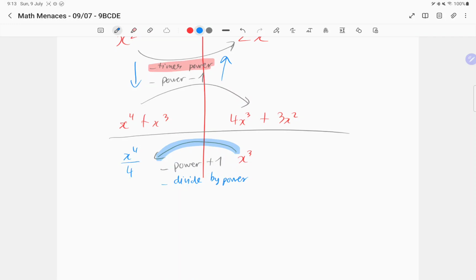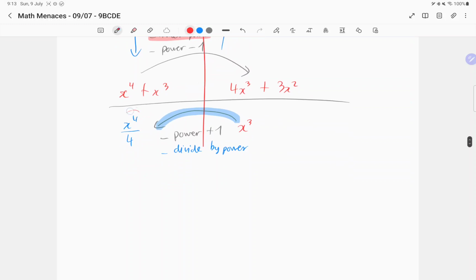It makes sense, because if you take this one and derive it, it would be 4 times into, drop the power by 1, over 4. 4 over 4 cancels out, so that's 1x power 3, which is this. Does it make sense? Because when you times the power down, it has to be cancelled off, otherwise you won't get 1x power 3.